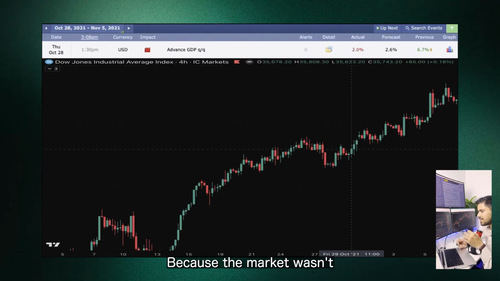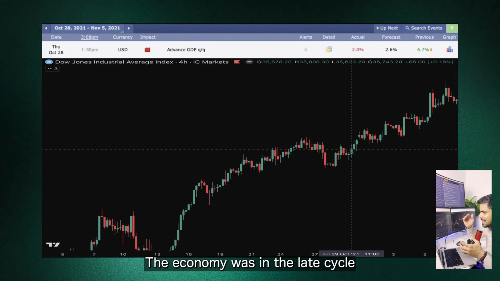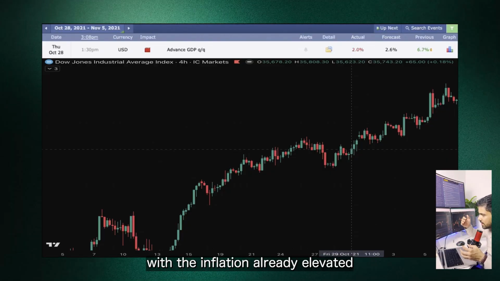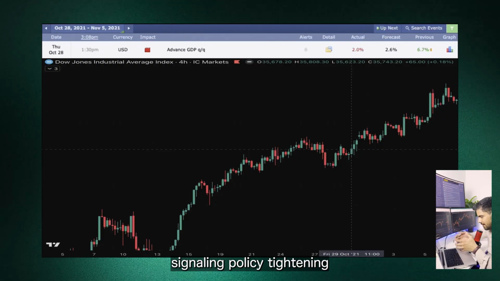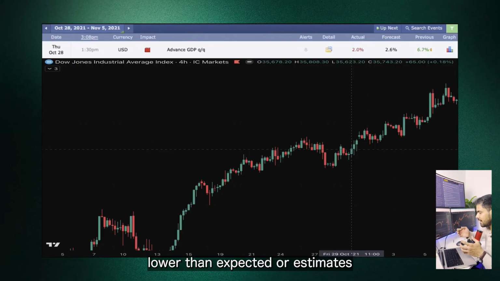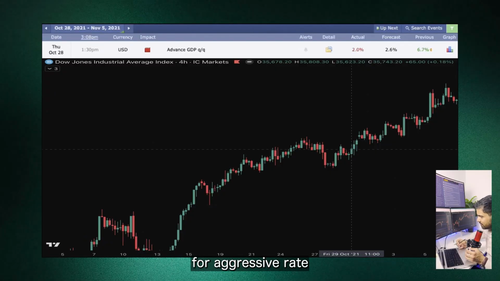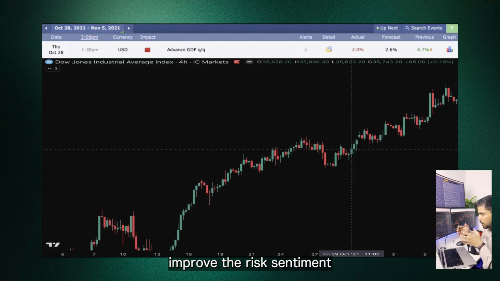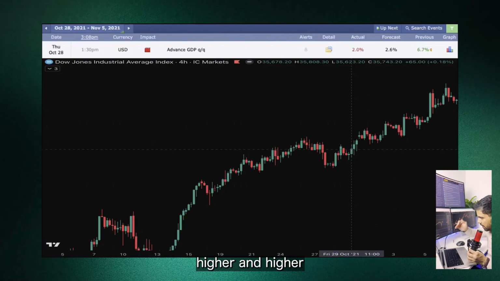Why? Because the market wasn't looking at the number in isolation. The economy was in the late cycle recovery phase, with the inflation already elevated and the Federal Reserve signaling policy tightening. So when GDP printed lower than expected or estimates, investors actually read it as less pressure for aggressive rate hikes by the Federal Reserve. That actually improved the risk sentiment and supported equities. And as we can see here, Dow Jones started to go higher and higher.